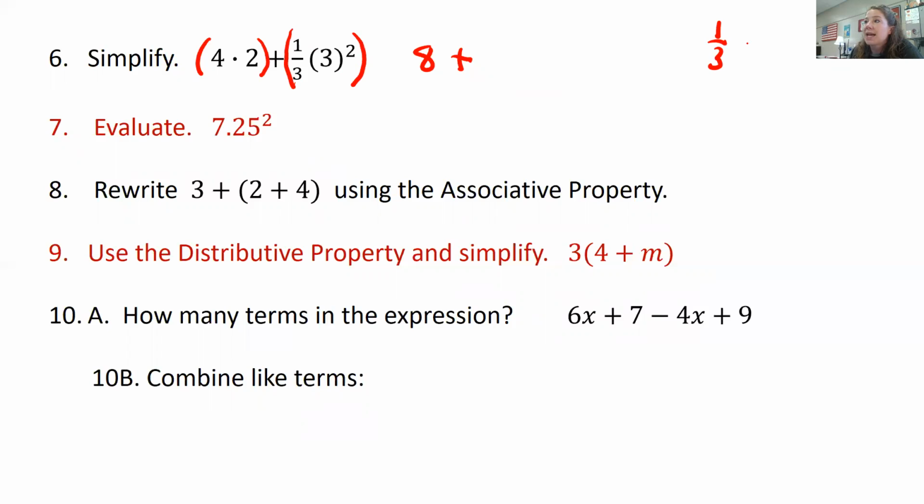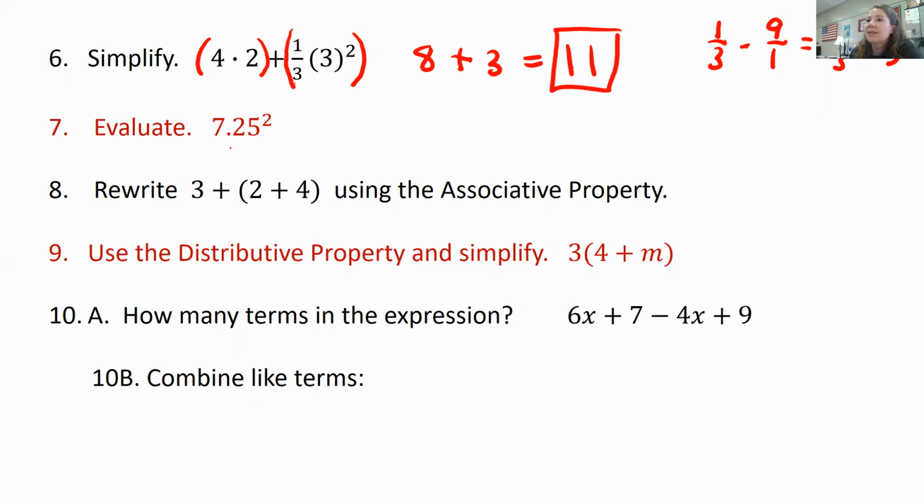So 1/3 times 3 squared. Well, what is 3 squared? So 3 times 3 is 9. So to multiply fractions, I'm gonna turn 9 into a fraction and put 9 over 1. So if I multiply straight across, I get 9/3. What is 9 divided by 3? 9/3 is 3. So I have 8 plus 3 basically. So my final answer is 11.